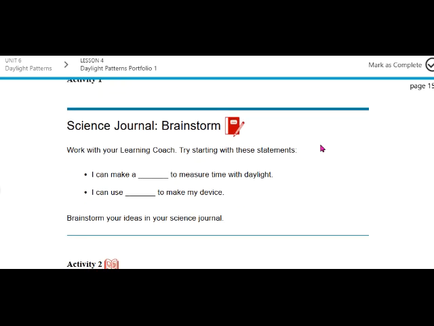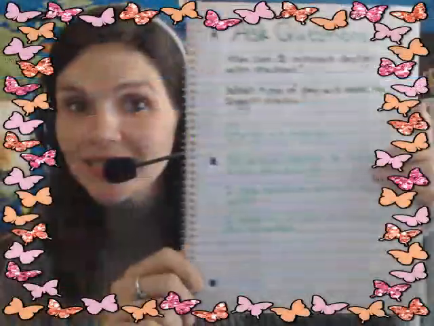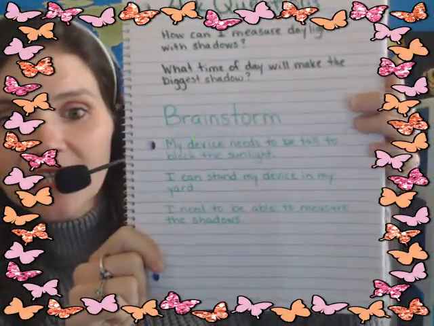Here's our science journal again. Now we're going to brainstorm. Try starting with these statements. I can make a blank to measure time with daylight. I can use a blank to make my device. Brainstorm your ideas in your science journal. So if you'd like to, you can use those sentences to help you, or you can think of your own ideas.